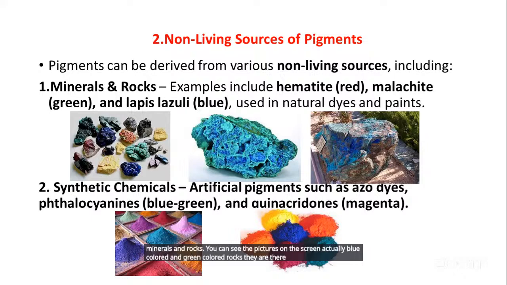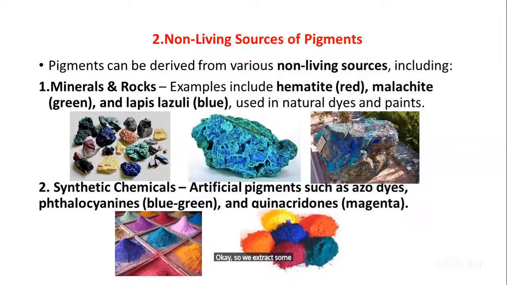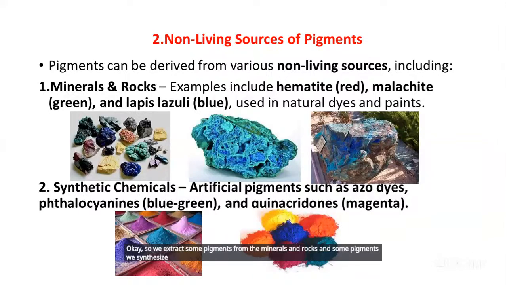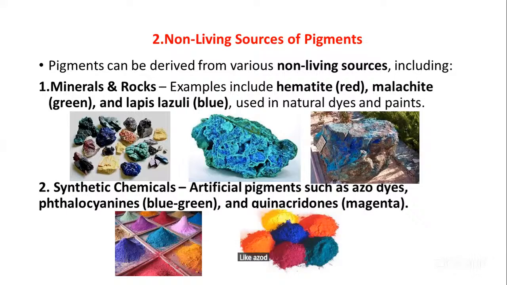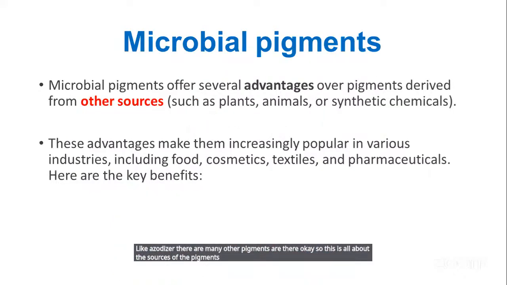So we extract some pigments from minerals and rocks, and some pigments we synthesize artificially in the labs, like azo dyes and many other pigments. So this is all about the sources of pigments. Now let's talk about microbial pigments in detail. Why does everyone talk about microbial pigments, and why does everyone want to work on them? We'll talk about this.